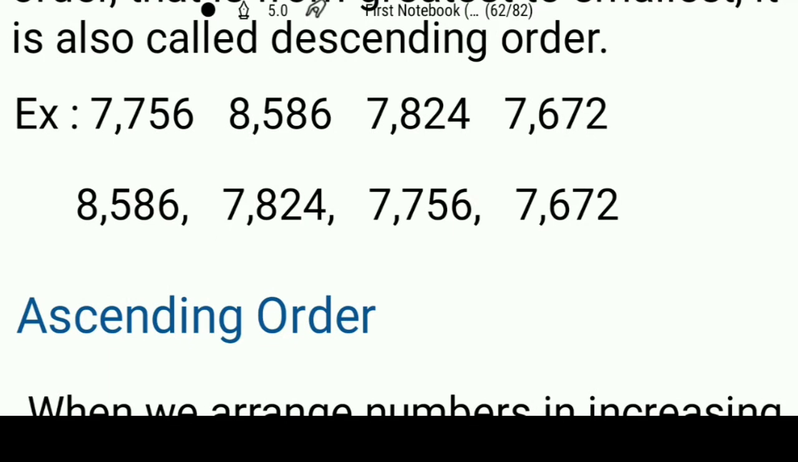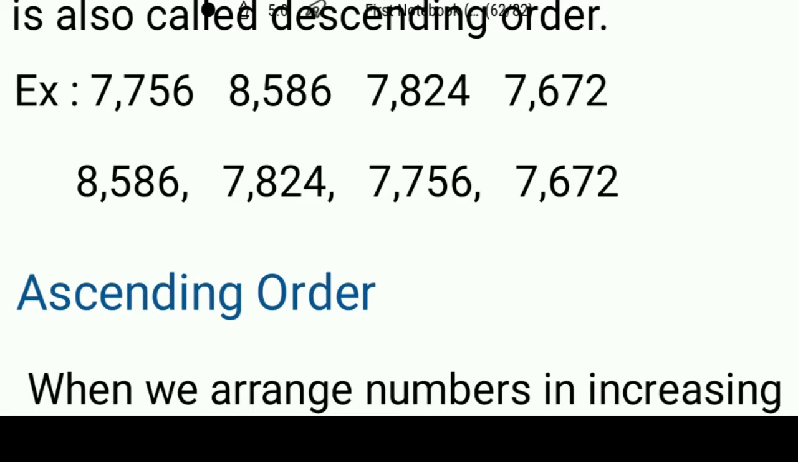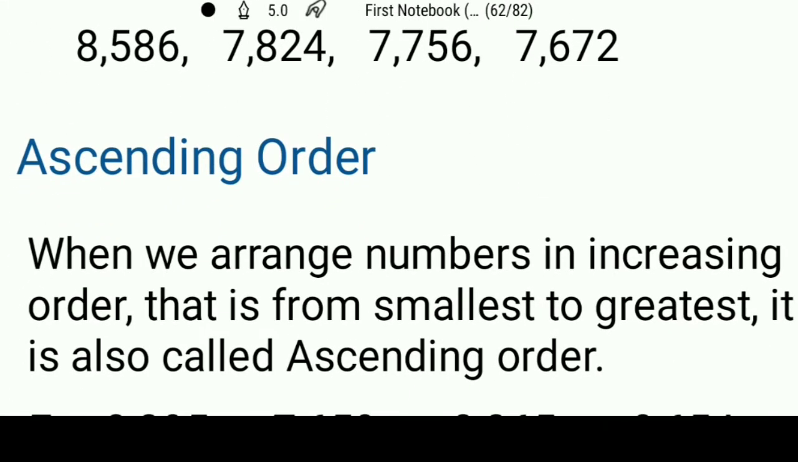So we will write 7,824. Next, again the same thing we will do here. In this one we will see the 100 place. So the 100 place means 7,756 is greater than 7,672. So we have to arrange like 8,586, 7,824, 7,756, and the last is 7,672.